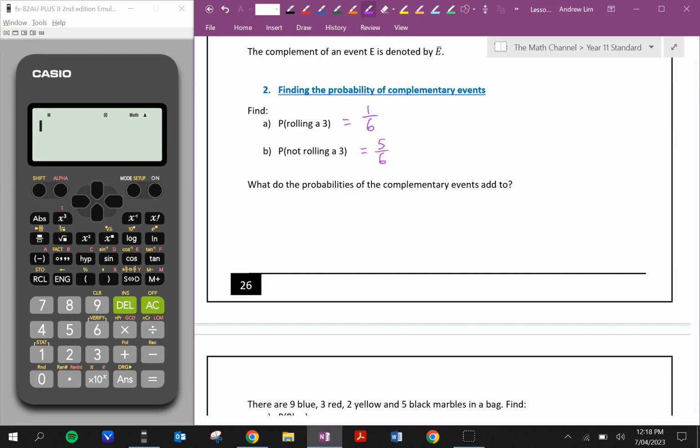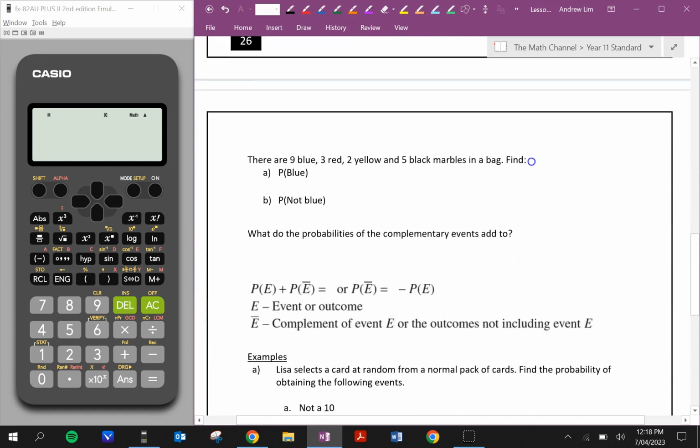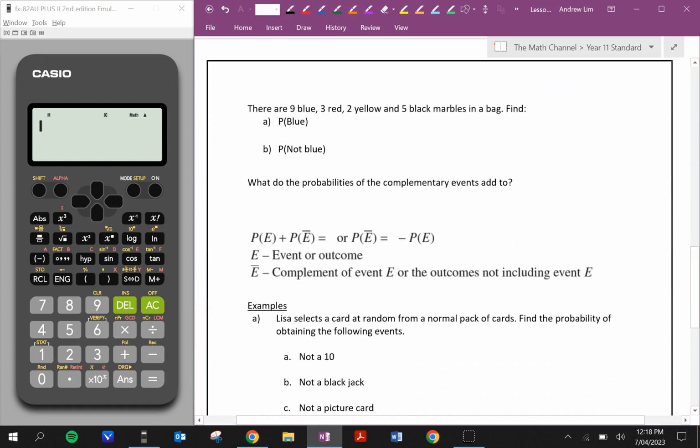What do the probabilities of the complementary events add to? Well, the probability of the event plus the probability of not the event is 1/6 plus 5/6, which is 6 out of 6, or 1. They add to 1. Let's have a look at another example.